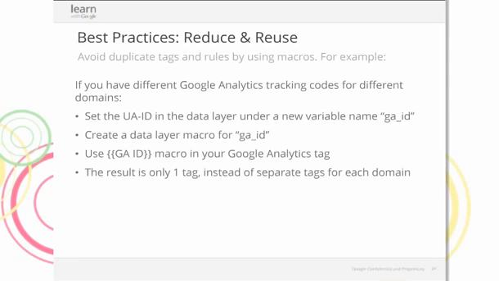Next is to reduce and reuse. As mentioned earlier, avoid duplicate tags and rules by using macros. So, say you've got a Google Analytics tracking code for different domains. You'd set the UA ID in the data layer under a new variable called, for example, GA_ID. Then create a data layer macro for GA_ID within the Google Tag Manager product itself. Then use the GA_ID macro in your Google Analytics tag. The result is one tag instead of separate tags for each domain.